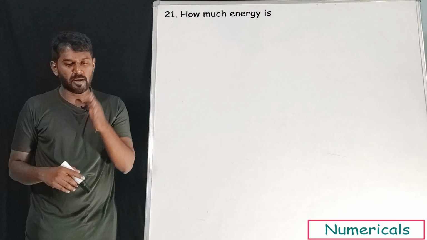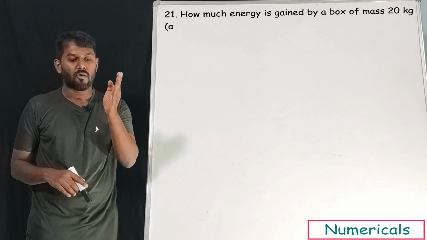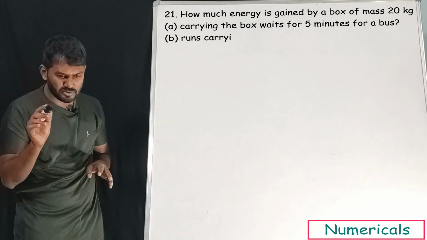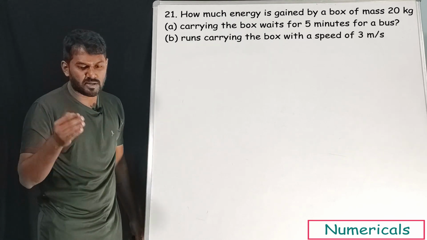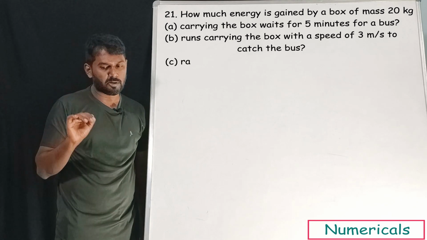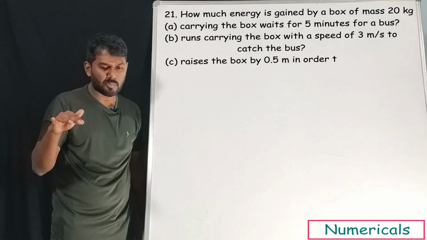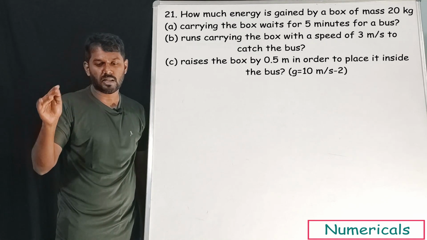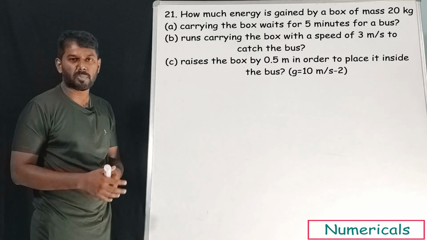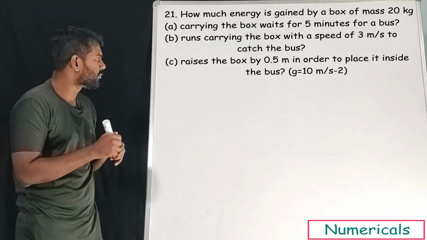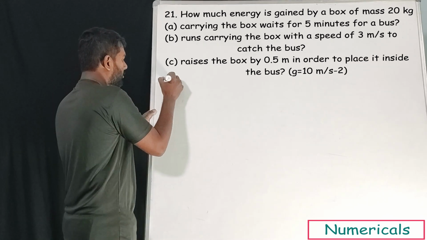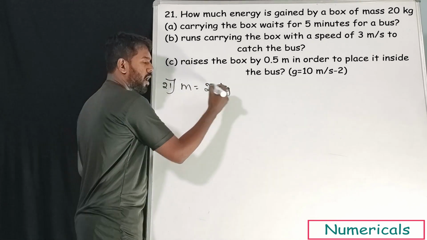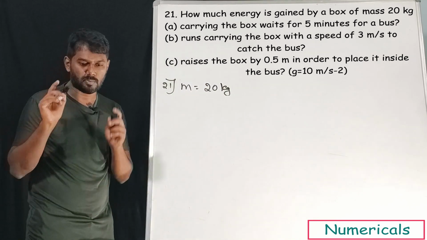Question number 21. How much energy is gained by a box of mass 20 kg when a man carrying the box waits for 5 minutes for a bus? This is the first sub question. Second sub question, runs carrying the box with the speed of 3 meters per second to catch the bus. Then third sub question, raises the box by 0.5 meter in order to place it inside the bus. Take g value as 10 meters per second square. Okay, first we will write the given data one by one. Mass of the box is 20 kg. Now we'll start with our first sub question.